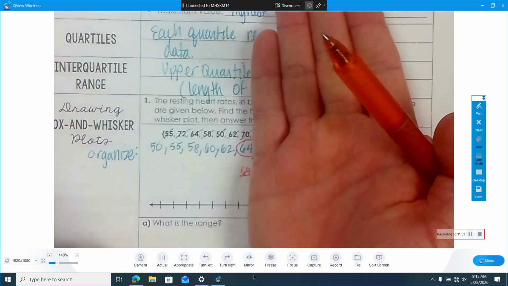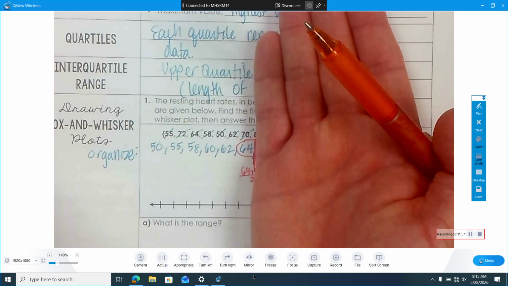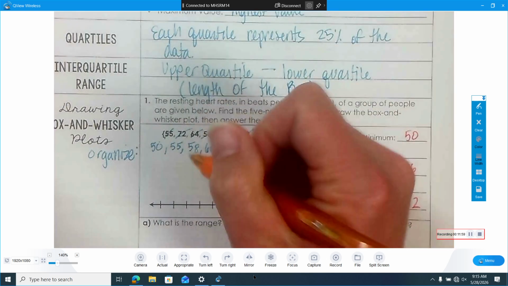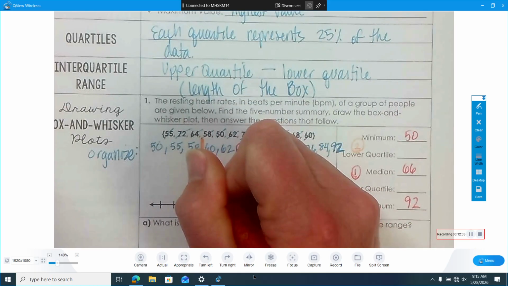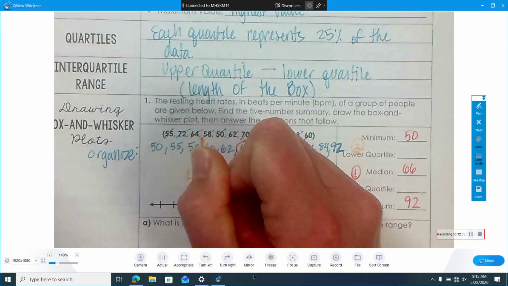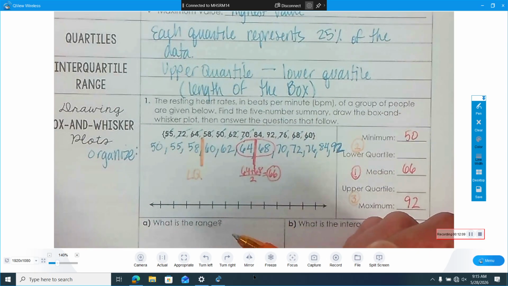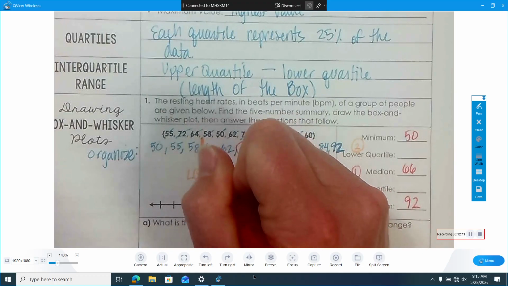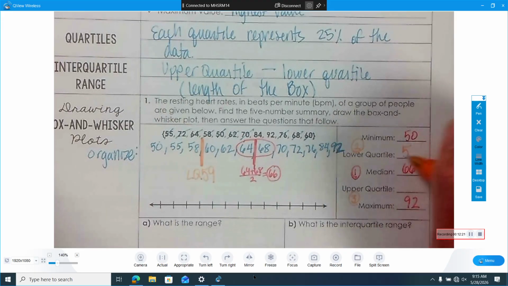So looking at my lower half of data, where's the middle? Between 58 and 60. Right there. This is the lower quartile. What is right in the middle of 58 and 60? 59. Does that make sense to you? That's the number in the middle? Okay. So that's our lower quartile, 59.